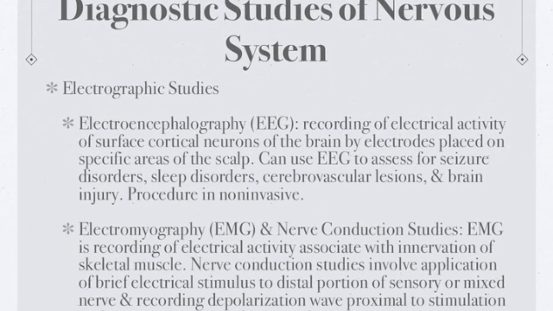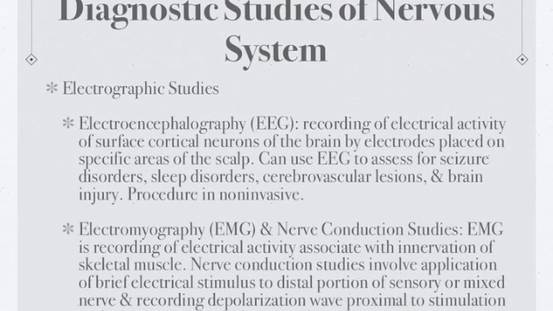EEG, electroencephalography. That's kind of where you can compare it, I guess, to an EKG because you're looking at electricity, but it's electrical activity on the surface cortical neurons of the brain, and they put little electrodes on there, and it's really helpful finding out if individuals are suffering from a seizure disorder. You can use it during sleep disorders to monitor that, and cerebrovascular lesions and brain injury. The most important thing is it's non-invasive, okay, but they do lay with cords running off of their head for quite some time.